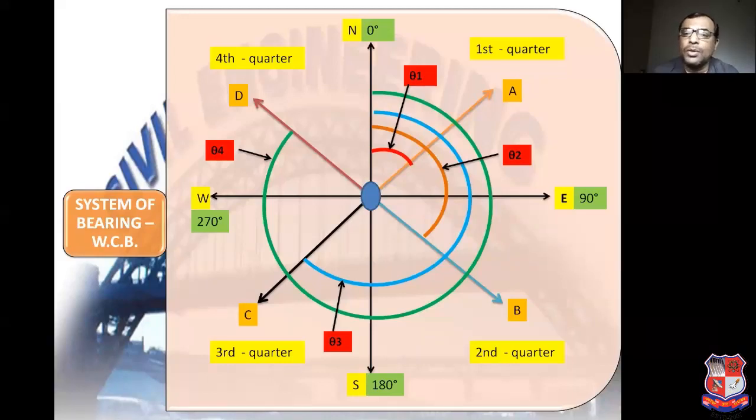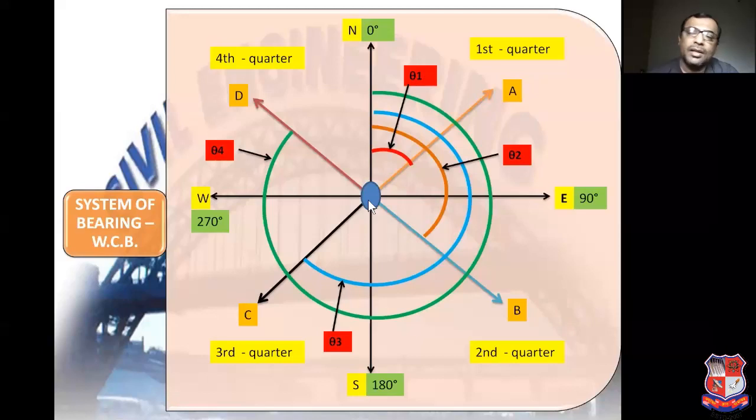So in the WCB system, one has to measure the bearing of any survey line with respect to north only. This is your north, 0 degree. With respect to north and in clockwise direction, you have to measure the bearing of this survey line, which is located in quarter number 1 between 0 to 90 degree. So theta 1 will become the bearing of this survey line. Similarly, if your survey line is in quarter number 2, with respect to north in clockwise direction, theta 2 is the bearing of this survey line.